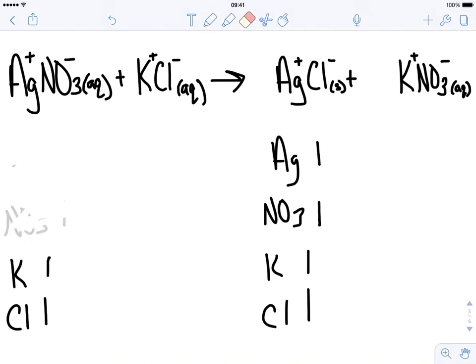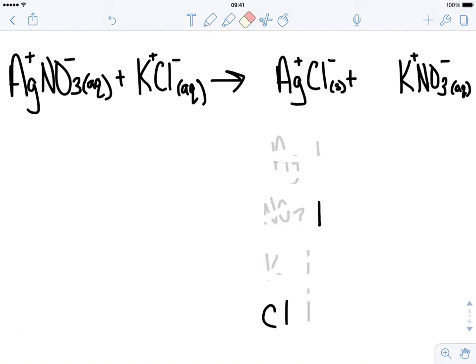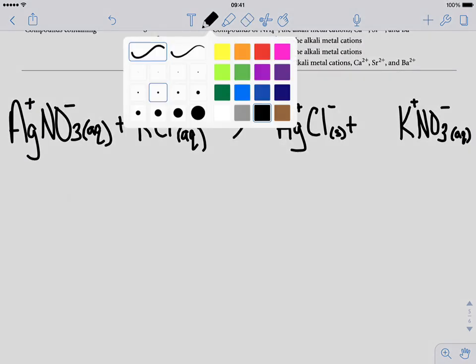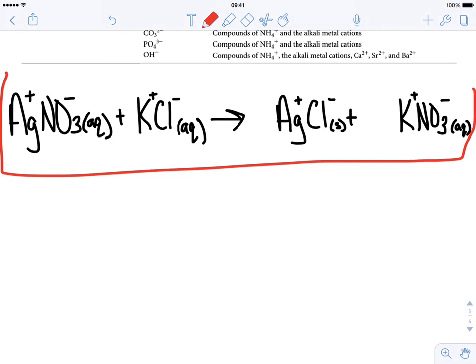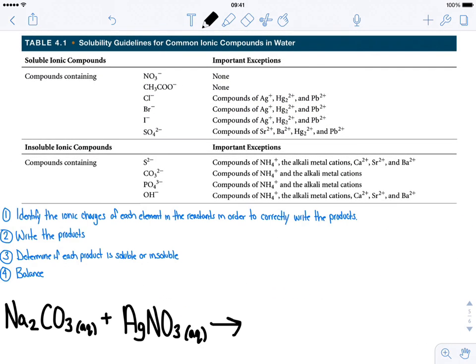So then that means that this reaction right here is our final answer. This is the precipitation reaction. Okay? Let's try another one.